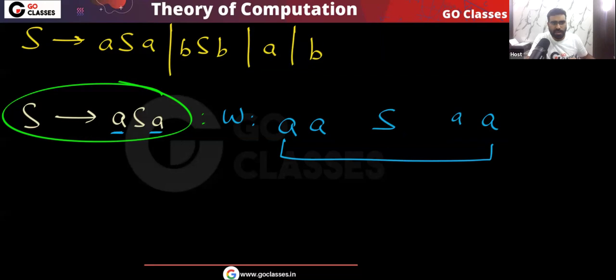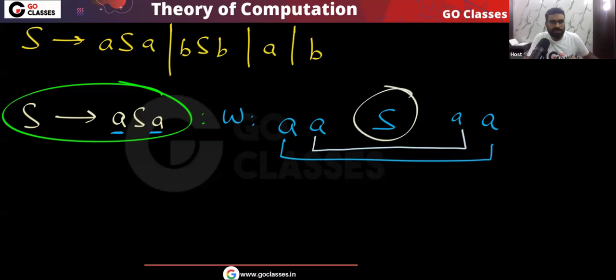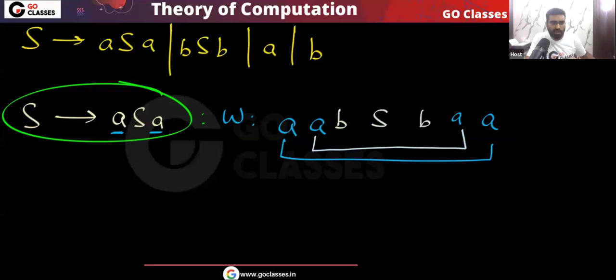Is this clear? Now again, you can see that if this is a, this is also a. Now this S I can replace either with aSa or bSb. Let me replace it with bSb. If I replace with bSb, then you can notice this is b, this is b. You are understanding my point that basically I am getting a palindrome.